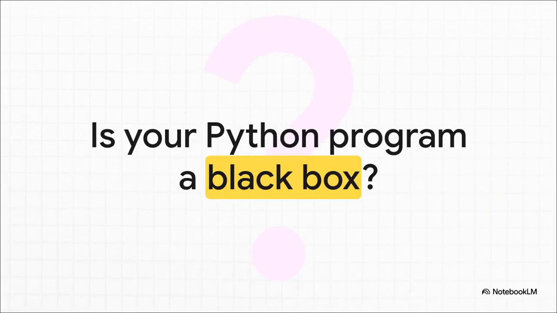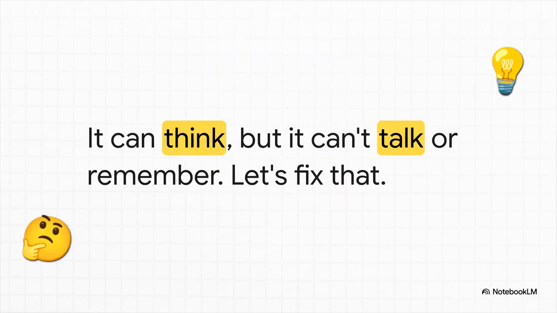So, think about this for a second. Is your Python program kind of like a black box? I mean, your code could be doing all this amazing stuff inside, solving super complex problems, but if it can't tell anyone the answer or save its work for later, all of that power is just trapped. Yeah, it can think, but it can't talk or remember. And that's exactly what we're going to fix in this explainer.